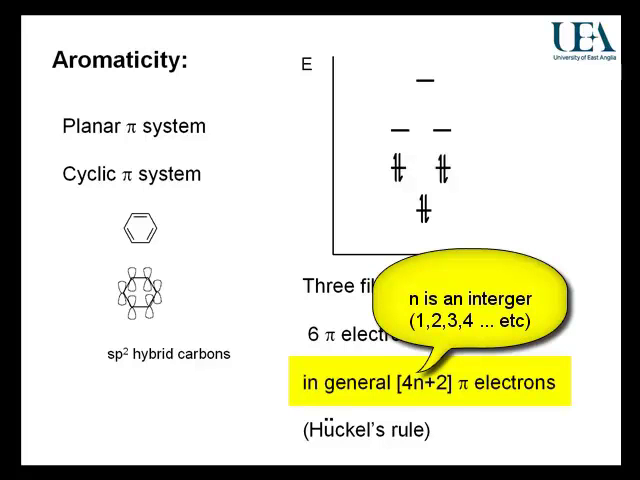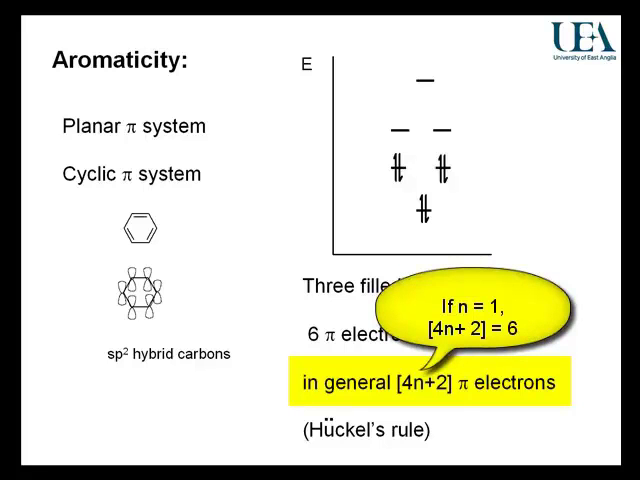Think of a number 1. That's the simplest of the integers, the simplest of the whole numbers. 4 times 1 is 4, that's 4n, plus 2 is 6. So the simple classic aromatic systems correspond to 4n plus 2, where n is 1.